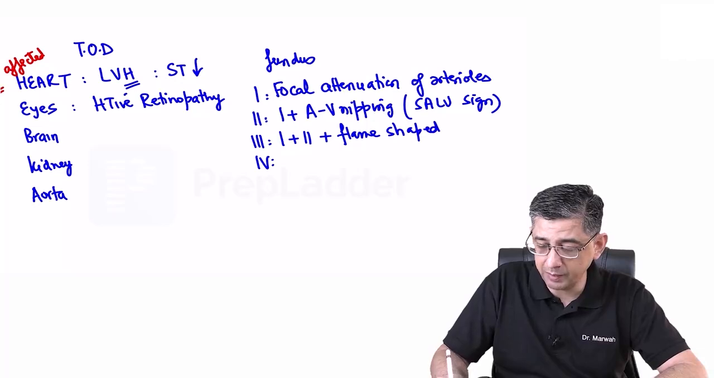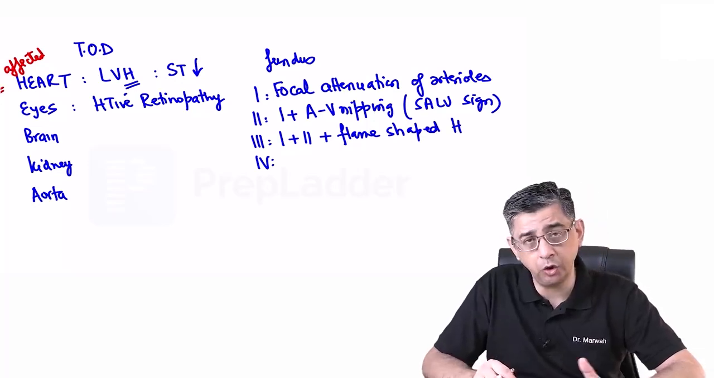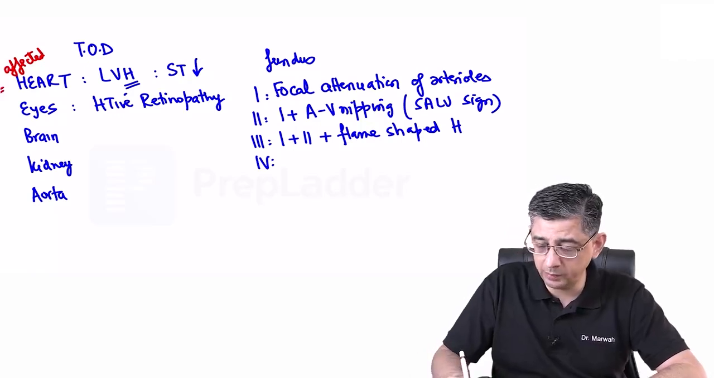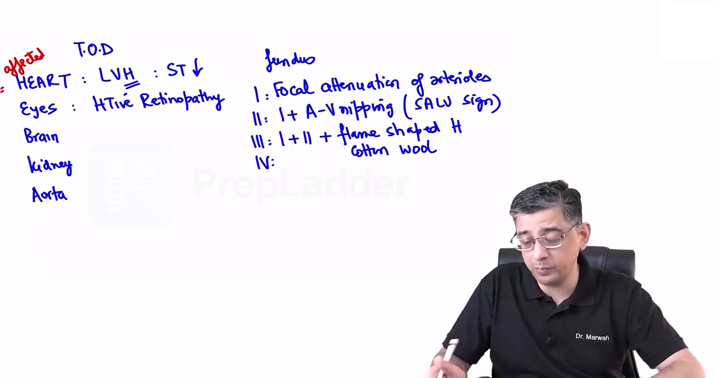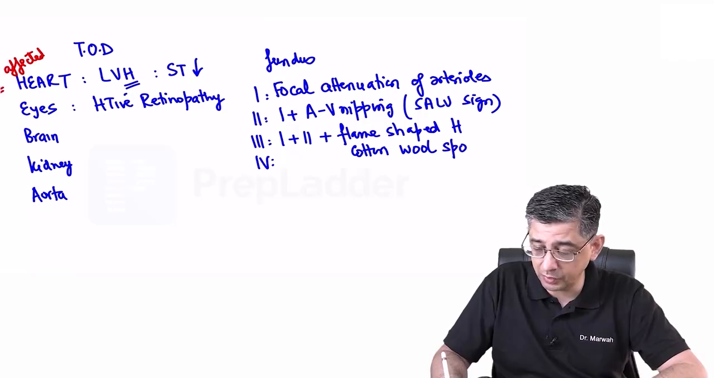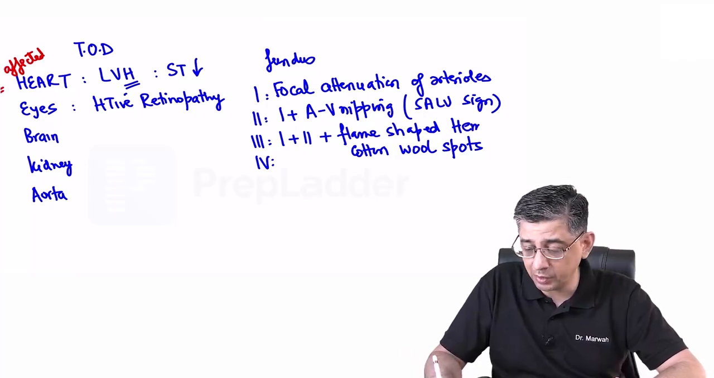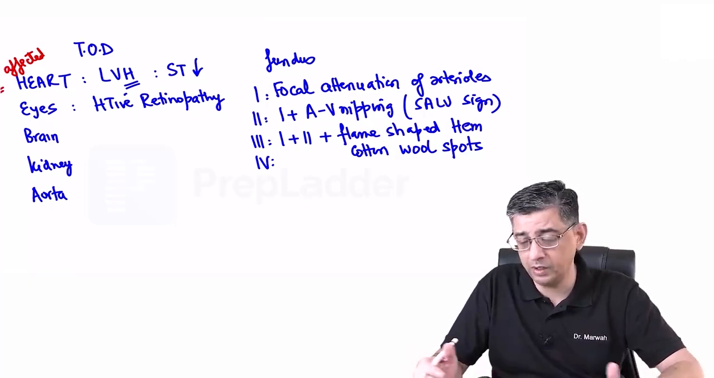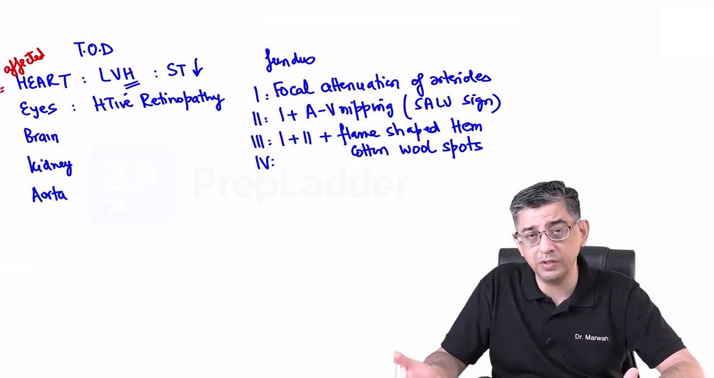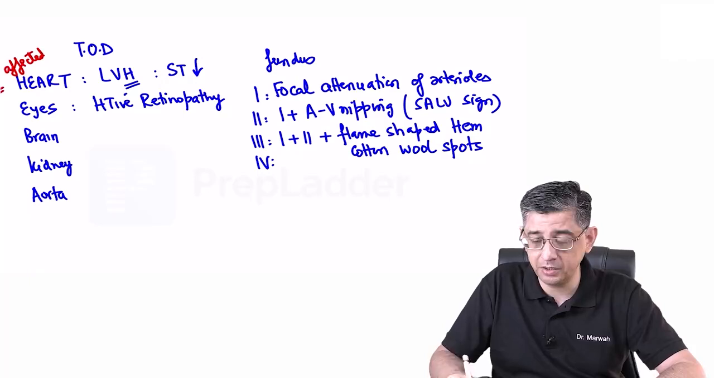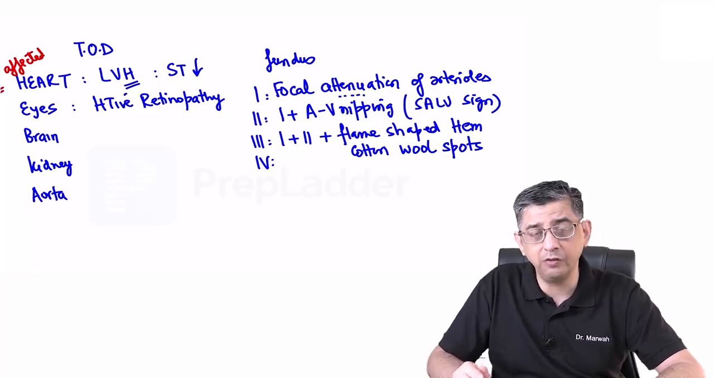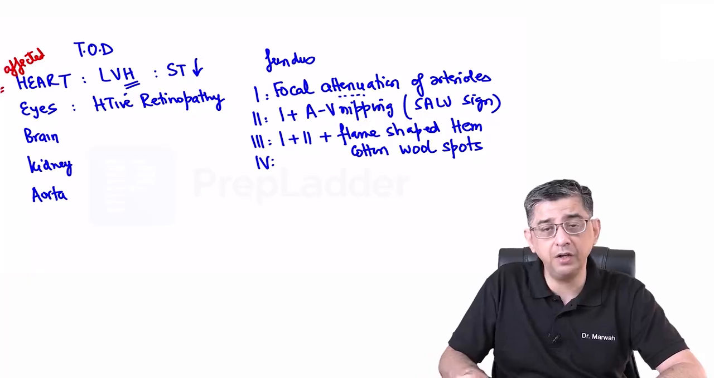Now, flame-shaped hemorrhage can even be seen with trauma. Or I can also mention cotton wool spots. Cotton wool spots can be seen in diabetics also, and even in HIV positive patients. So if he asks what is specific for hypertension, the answer is neither flame-shaped hemorrhage, because it can be seen in trauma and so many other conditions, nor cotton wool spots. What is specific for hypertension is what I said initially, that would be focal attenuation of arterioles.